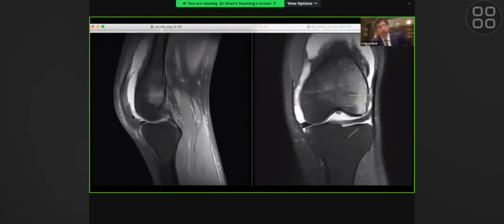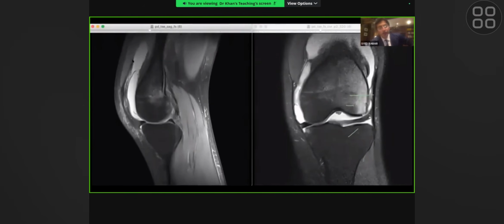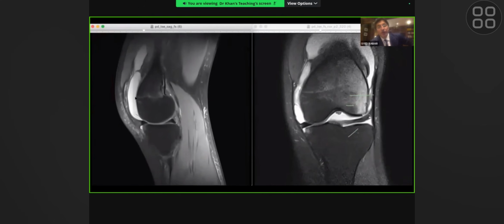What's interesting about the joint effusion is what I want you to look at. Can you not see that there is a level here? There's a difference in the signal intensity of this fluid and this fluid because there's a horizontal line running through. Can you see it better now?